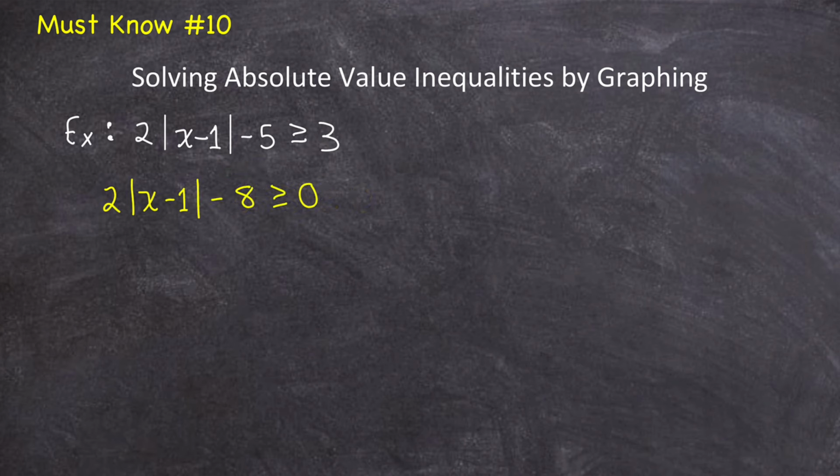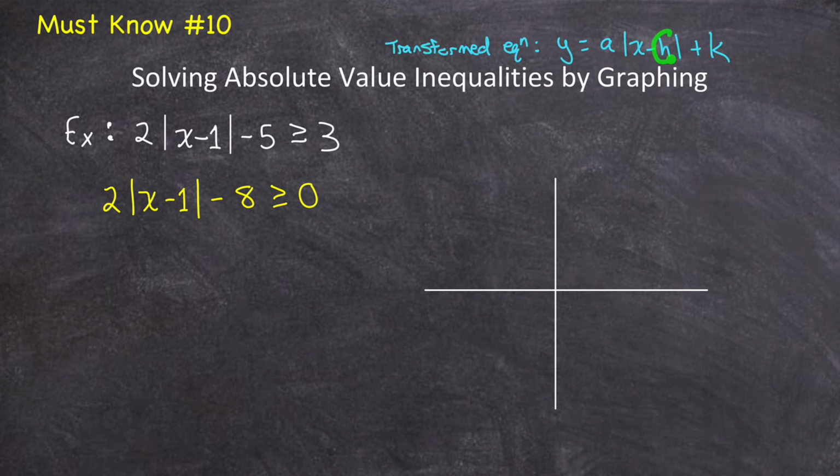Now you could use the properties of transformed absolute value functions to sketch a graph and see when that graph is greater than or equal to 0. Remember, in the equation of a transformed absolute value function, h and k are the vertex of the absolute value function. So in this equation, we have an h value of 1. Remember, h is what we're subtracting from x inside the absolute value. And we have a k value of negative 8. So the vertex is at the point (1, -8). I'll plot that approximately on the graph.